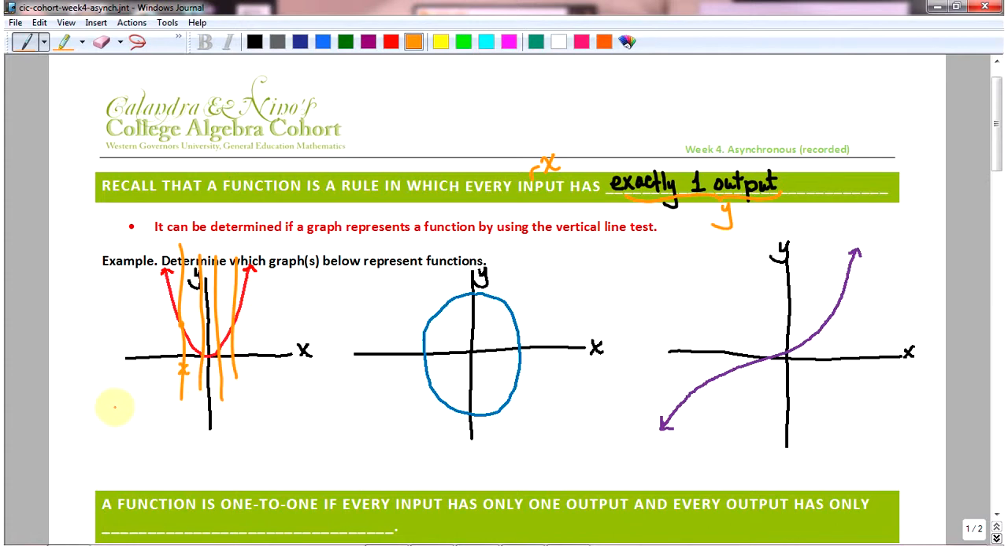Okay, so every vertical line hits the graph at most one time. And therefore, that means the graph represents a function.